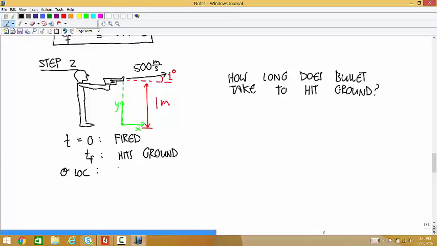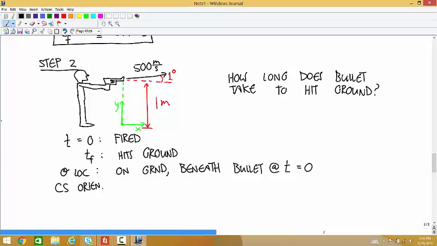So the origin location is on the ground, beneath the bullet at time equals 0. And the coordinate system orientation has the y-axis up and the x-axis horizontal in the direction of motion.